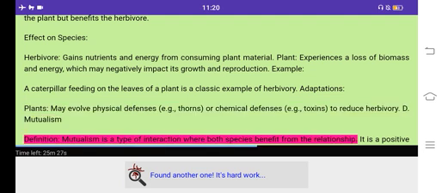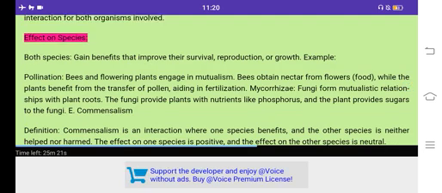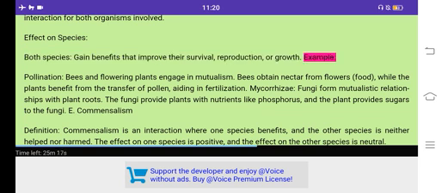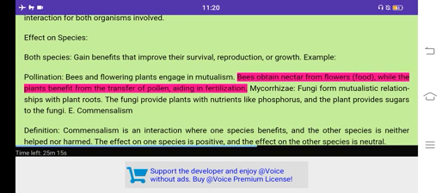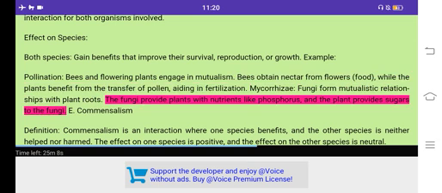Mutualism. Definition: mutualism is a type of interaction where both species benefit from the relationship. It is a positive interaction for both organisms involved. Effect on species: both species gain benefits that improve their survival, reproduction, or growth. Example. Pollination: bees and flowering plants engage in mutualism. Bees obtain nectar from flowers as food, while the plants benefit from the transfer of pollen, aiding in fertilization. Mycorrhizae: fungi form mutualistic relationships with plant roots. The fungi provide plants with nutrients like phosphorus, and the plant provides sugars to the fungi.